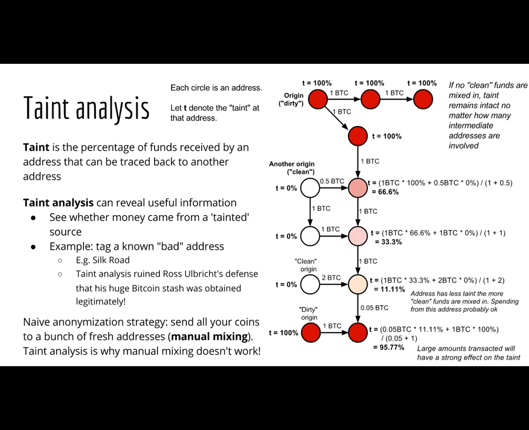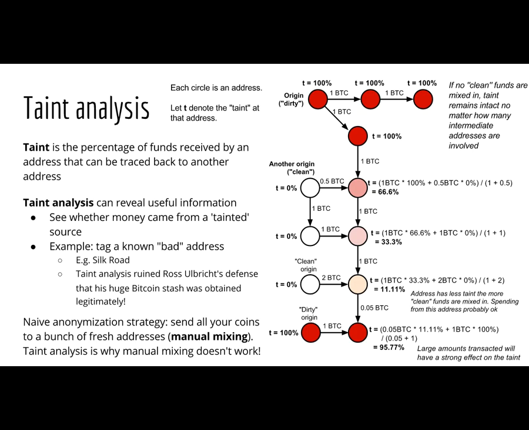So how would Coinalytics actually do this? They employ a technique known as taint analysis. Taint is basically the idea that you can measure the percentage of funds received by an address traced back to another address. How you do it is you have some database of known addresses, and you tag those addresses as, okay, these are the bad addresses. You assign a taint of 100% to those, and then you're able to propagate this across the transaction graph, weighted by the transaction amount and the amount of taint that it has.